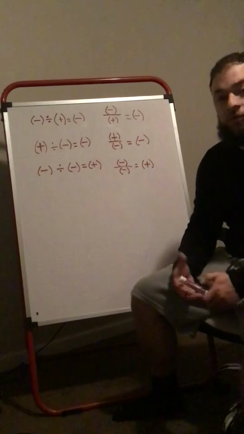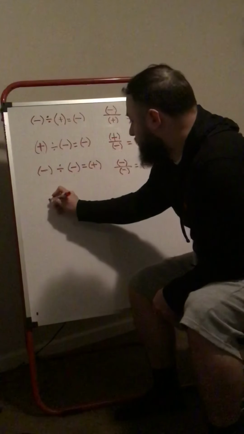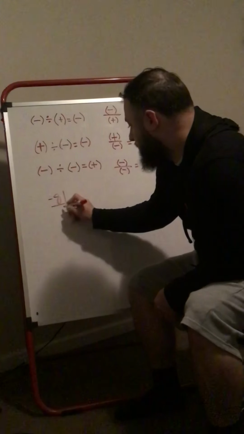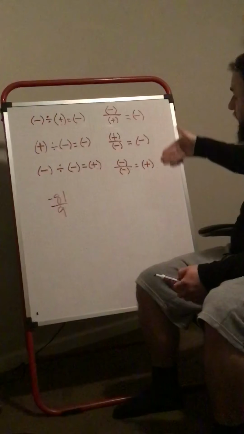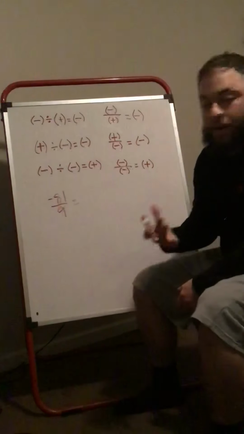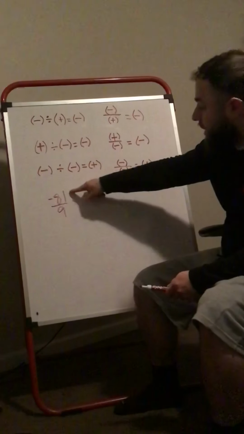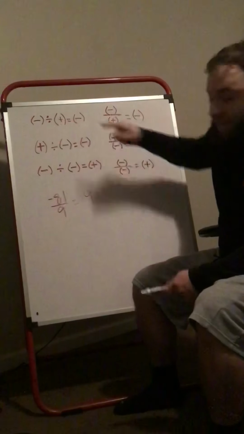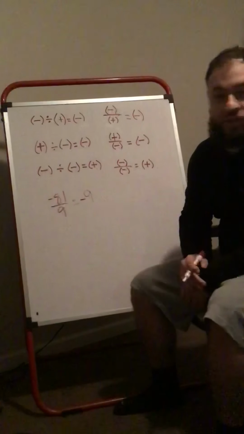So, for an example, let's say we have negative 81 divided by 9. I'm going to put it like how it is over here. And we all know that 81 divided by 9 is 9. But we have one negative number and one positive number, just like up here, so that becomes a negative answer, which would be negative 9. Sorry, I've got the squeaky board.